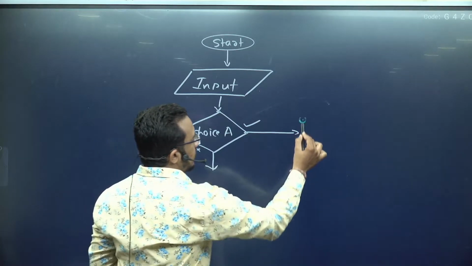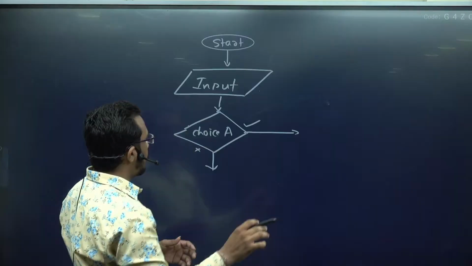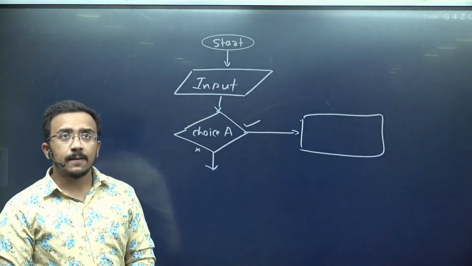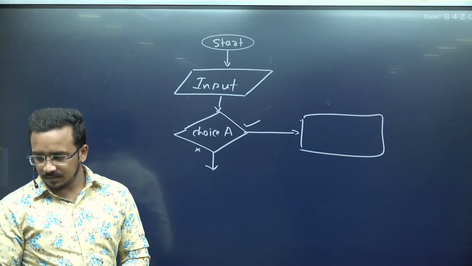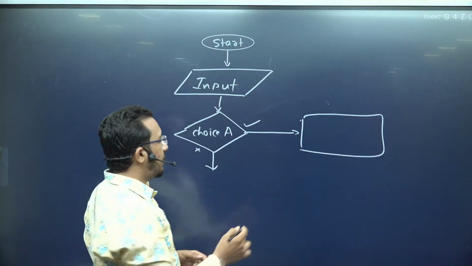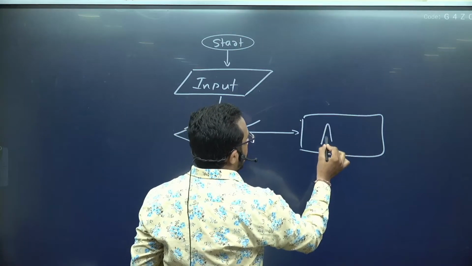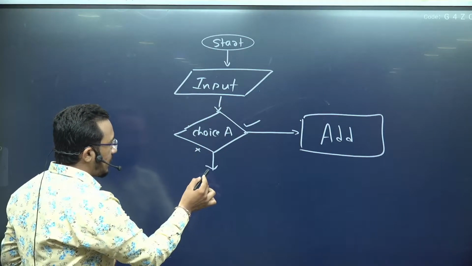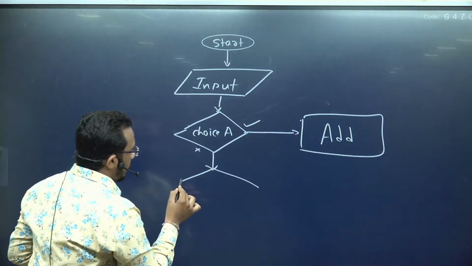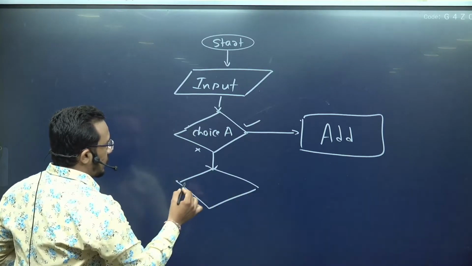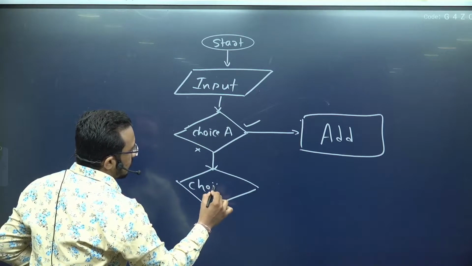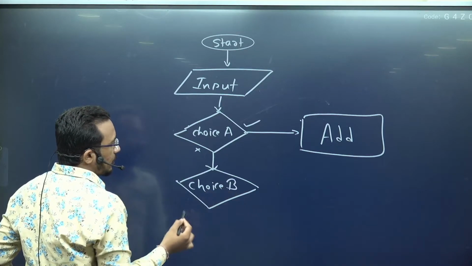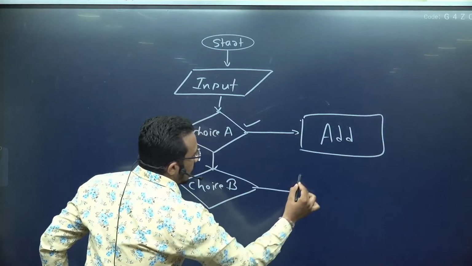So a rectangle for change the name. Okay, rectangle. And here I need to represent what? To change the name. Sorry, add. Okay, add. Good. And here I need to give a new choice, right? So if choice is here, what do I have to write? B. Good.